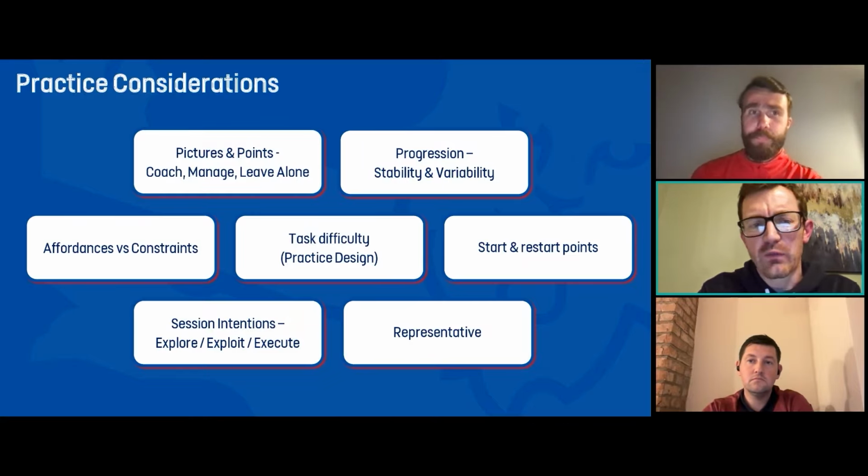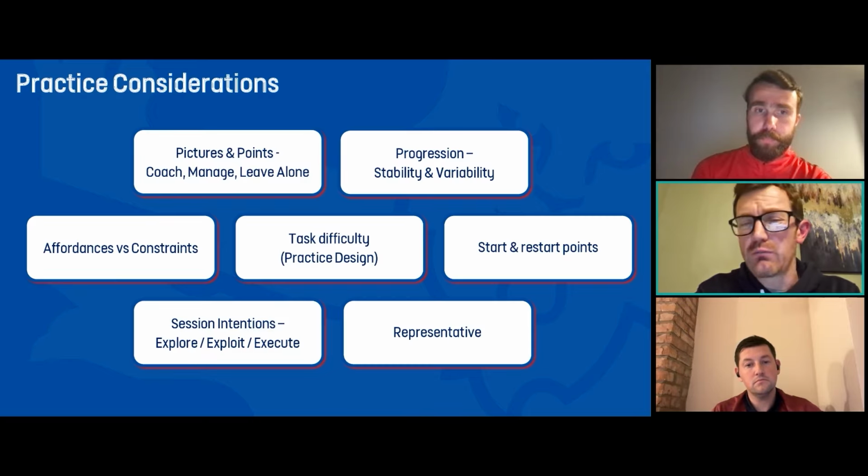Like when I design practices, I do think about, okay, who am I coaching tonight? Who am I managing? And who might I just check in with, or perhaps have as much contact with? That's an important one for me.